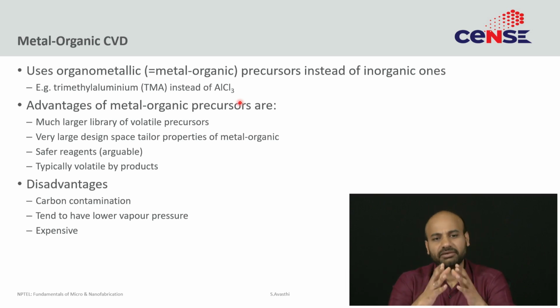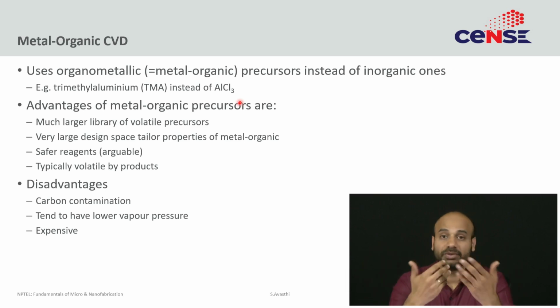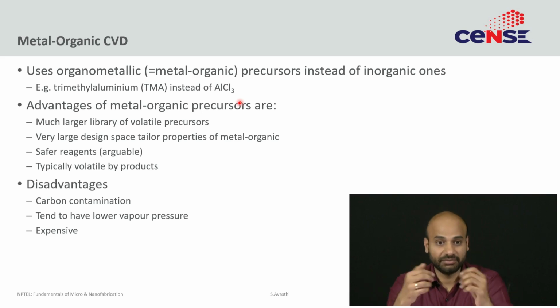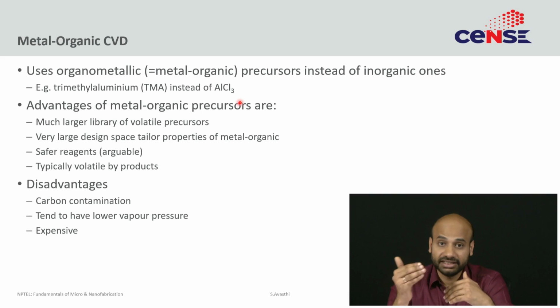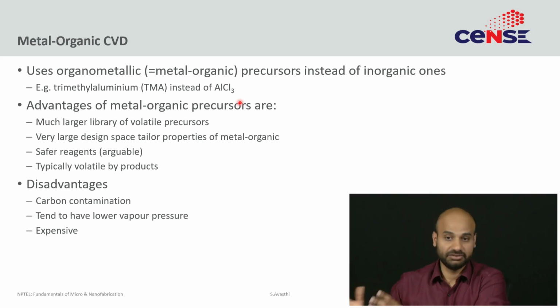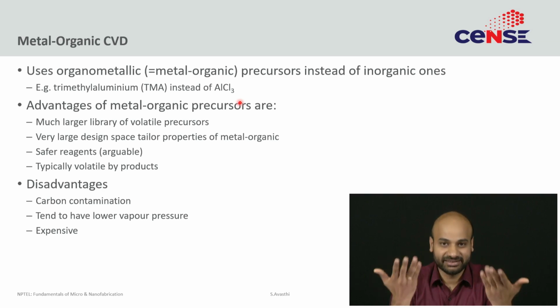So, the advantage of metal organic precursors simply is that there is a much larger library. There are so many organic ligands out there. So, there are so many different types of materials you can make. A lot of them will have volatility. You can in fact tune the volatility. If you want higher volatility, you change the organic compound. If you want lower volatility, you put some other organic compound. So, there is a very large design space. It tends to make safer reagents, but it is a little arguable because TMA on its own is also a fairly bad material, but you can theoretically make some safer reagents.